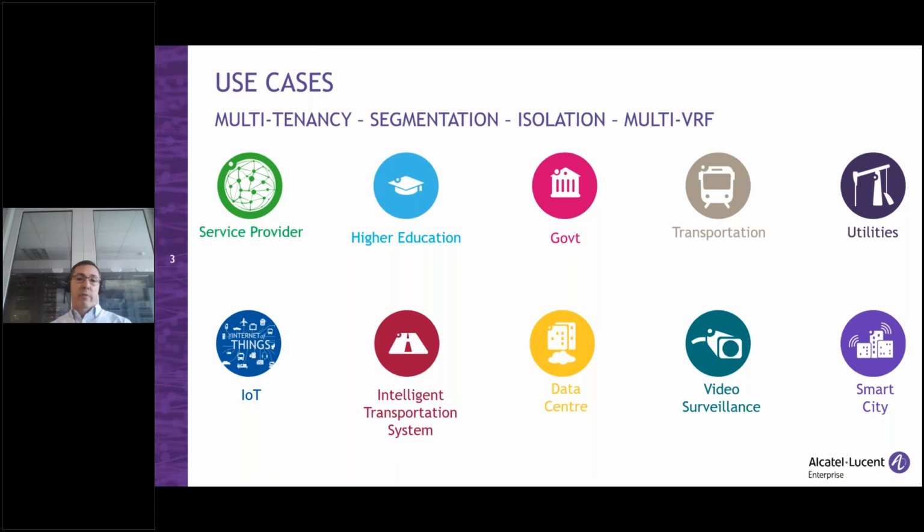If you are a service provider, you clearly tick all the boxes of multi-tenancy, etc. But it's not only service providers. There's also customers in higher education, in government, in transportation, such as metros, in utilities such as oil and gas or electrical, IoT use cases in general across all verticals, intelligent transportation, in the data center, video surveillance, and smart cities. All of these are examples of customers that require multi-tenancy, segmentation, isolation, multiple VRFs, and are currently using either of these two technologies.